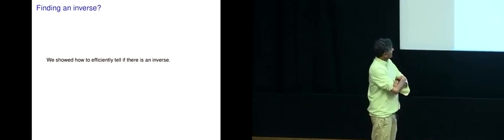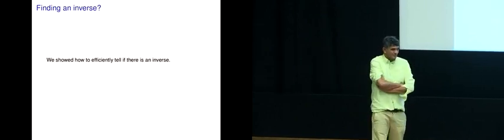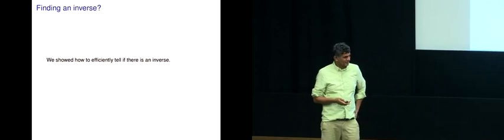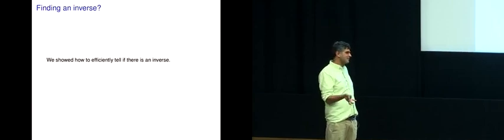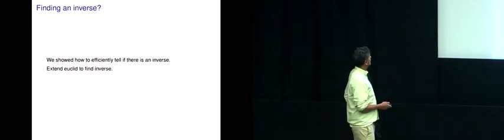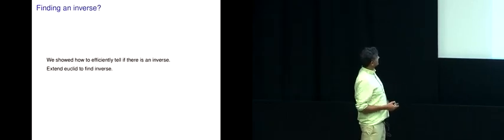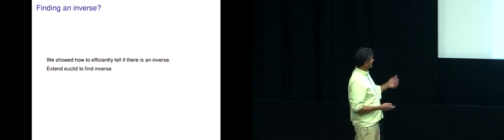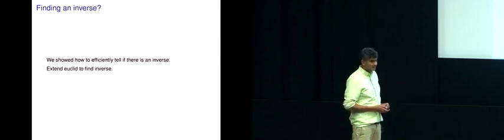Okay, so we showed how to efficiently tell if there is an inverse. I still haven't given you a way to compute the inverse. I was a little fishy here. I did this math thing, and you could at least tell if there is one, but I haven't told you what it is. The algorithm didn't produce the inverse. So what we're going to do is use the extended GCD algorithm by Euclid, which extends the algorithm to find the inverse.